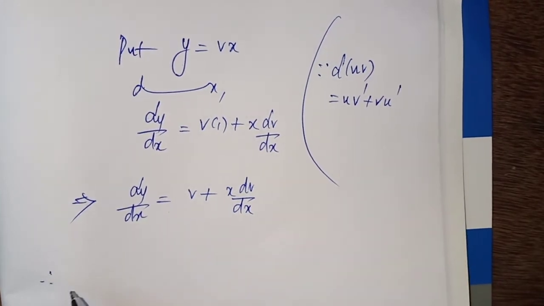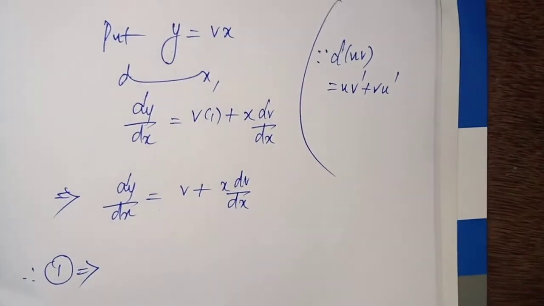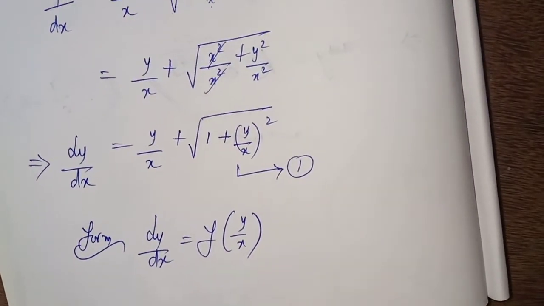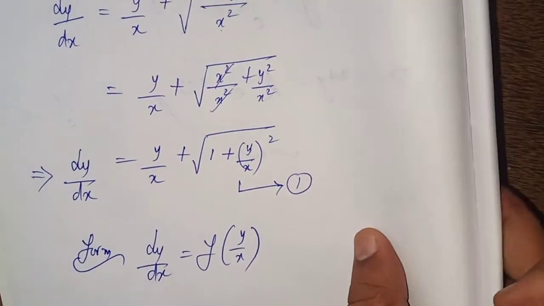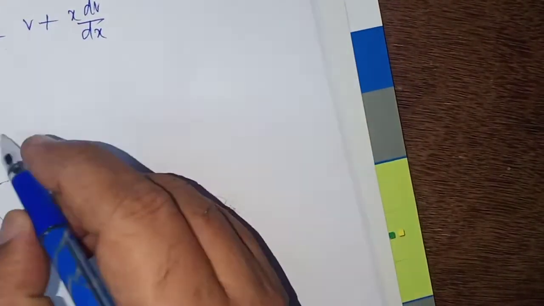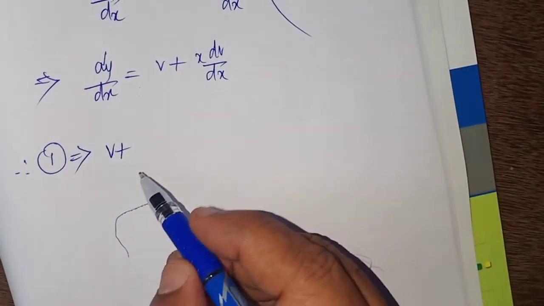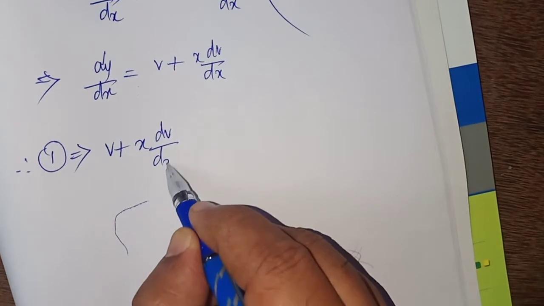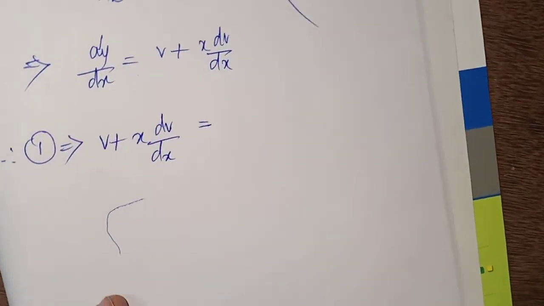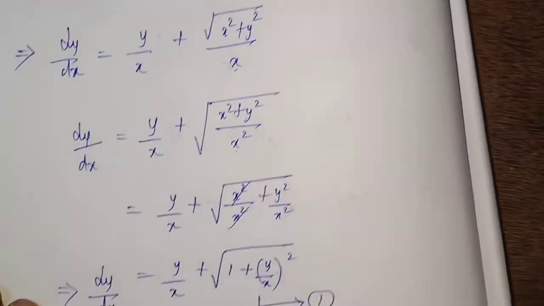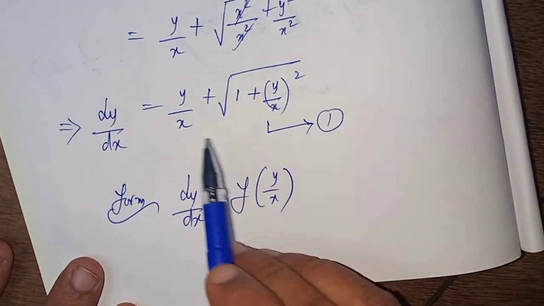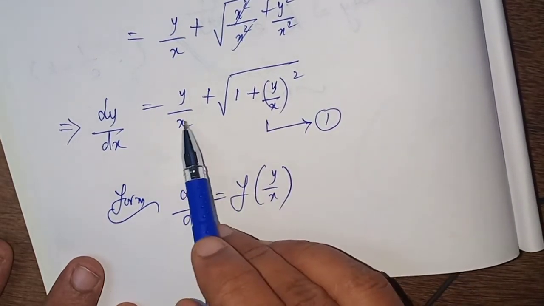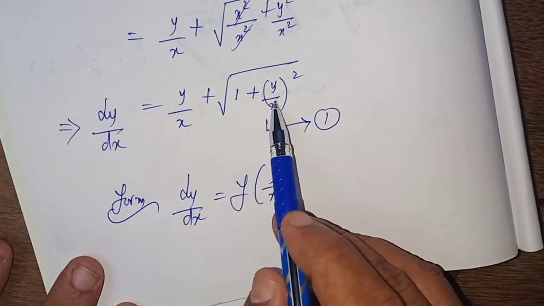Now equation 1 implies, in equation number 1, dy by dx can be replaced by v plus x into dv by dx. So v plus x into dv by dx equals, what is in the right hand side? We have y by x. This y by x can be replaced by v. Here also v. So v plus root of 1 plus v squared.